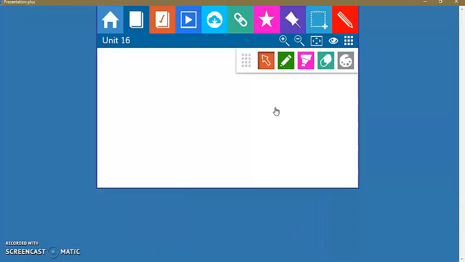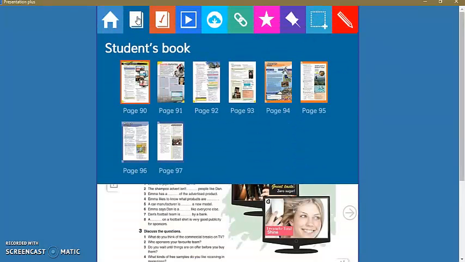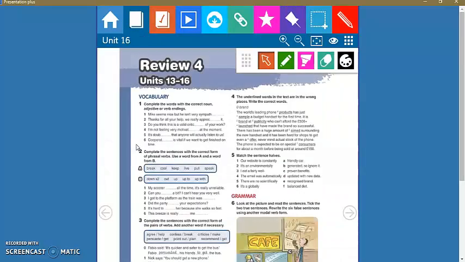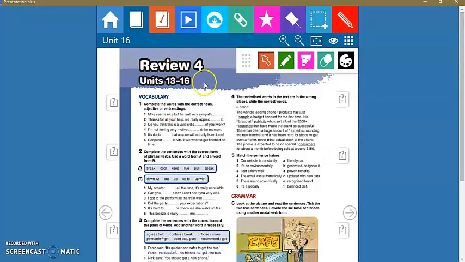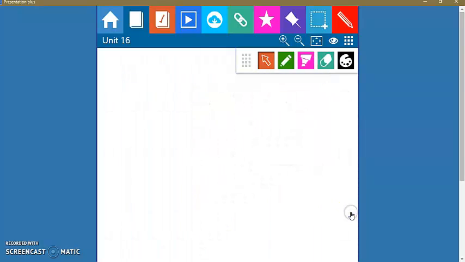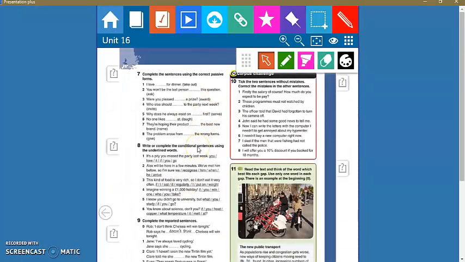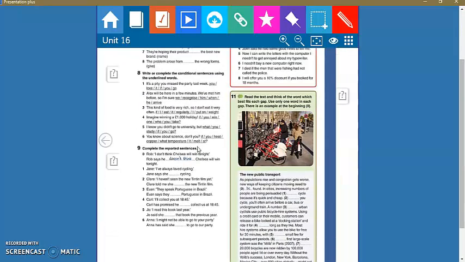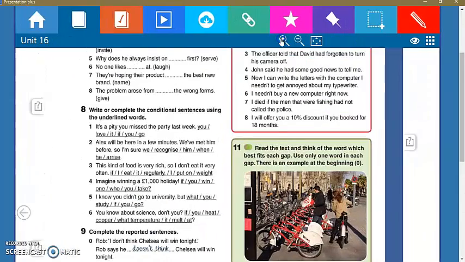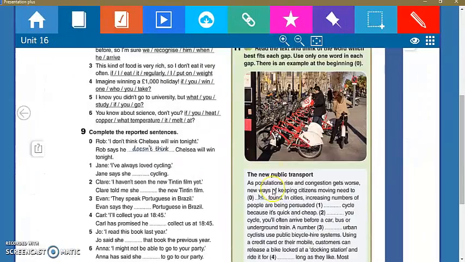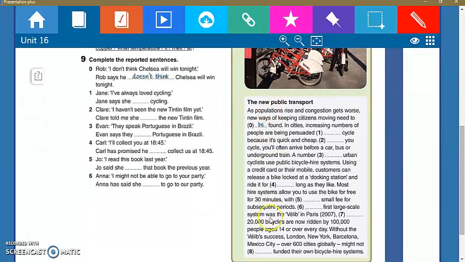Okay, this is going to be the review, and the review is going to be on pages 96 and 97. This is going to be the homework, the review, and you are going to do all these exercises, and also you are going to finish with this. I want you to pay special attention to this part. Check this part, this reading. This is very, very important because, as you can see, this has the PET reading comprehension format. So for that reason, we are going to be working in this part.